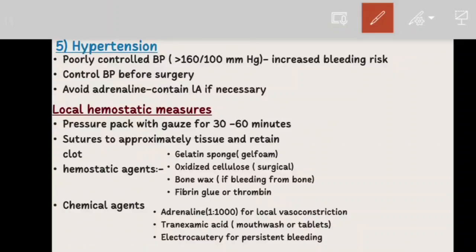Now for hypertension, if BP is more than 160/100, there is increased bleeding risk. Control the BP before the surgery and avoid adrenaline in the local anesthetic if necessary.